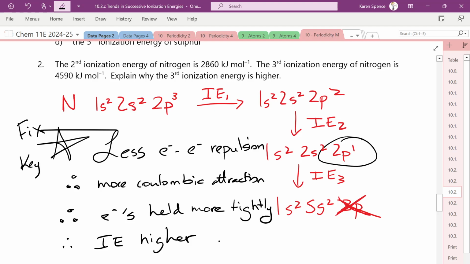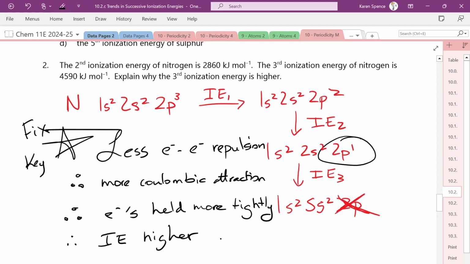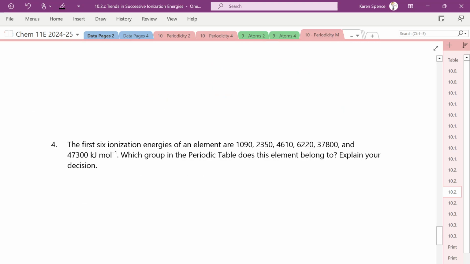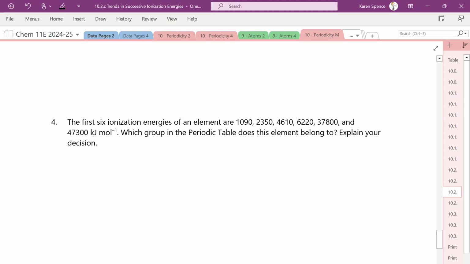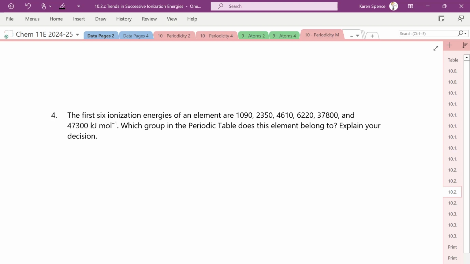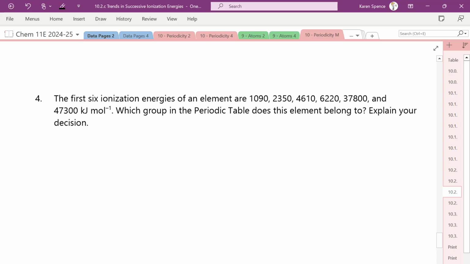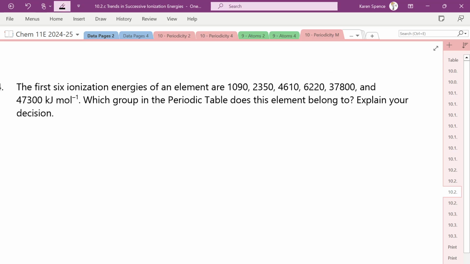Also, the same worksheet, 10.2C number 4. Okay, so number 4, do we also have an answer key problem? Oh, just a different question. Perhaps it is another answer key problem. Let's go see. Number 4. We have 6 ionization energies. Which group in the periodic table does this element belong to? So I am looking for a giant jump, which looks to happen right between 4 and 5. So that means we have 4 valence electrons.